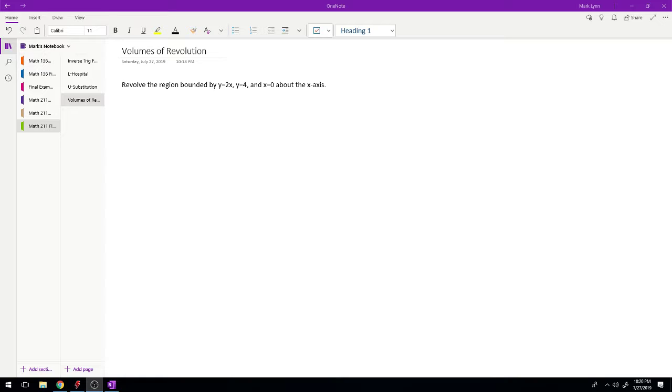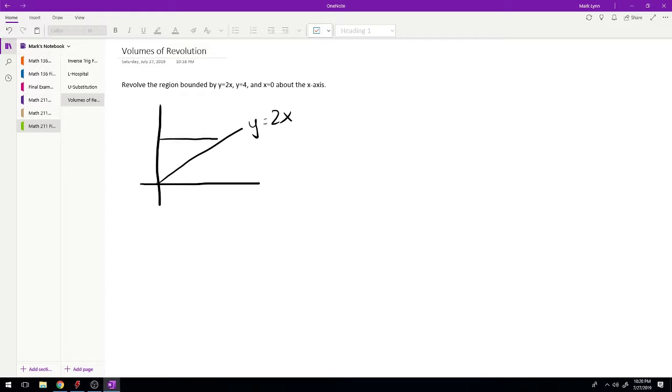So let's start by taking a look at our problem. We have the region bounded by y equals 2x, y equals 4, and x equals 0, and we're hoping to rotate that about the x-axis. I always like to start these problems by drawing what's happening. So we have y equals 2x, which looks something like this. y equals 4, which would look like that. And then, of course, x equals 0 would just be the y-axis.